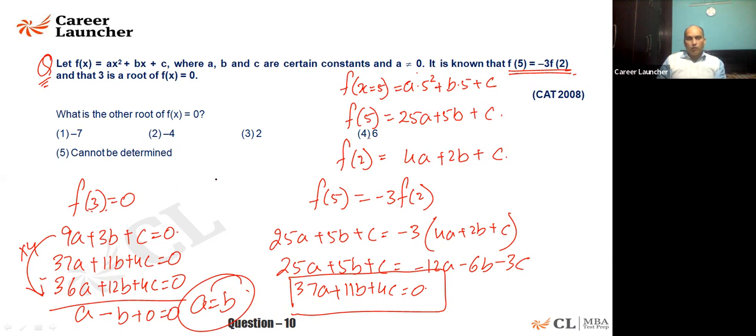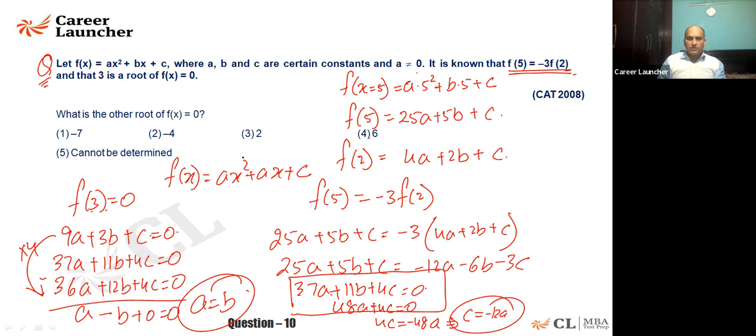Is that fine? Once you put A is equal to B in the equation, you will get fx is equal to ax square plus ax plus c. Agreed? Everyone? Now you put A is equal to B. I'll say this is 48A plus 4C is equal to 0. I'll say 4C is equal to minus 48A. I'll say C is equal to minus 12A. Put this in the equation. I'll say fx is coming out to be ax square plus ax minus 12a is equal to 0. Or I can cancel A from here.